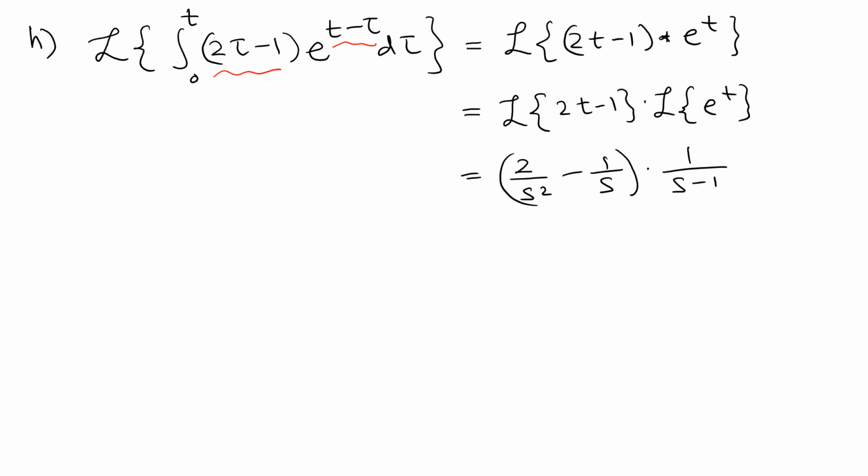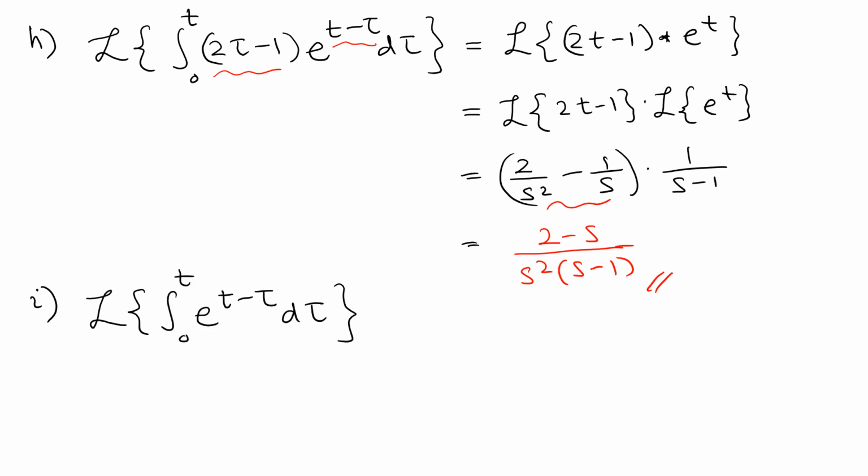You can actually simplify if you want. You can simplify the top, the first one, by taking the common denominator. So finally you can write the answer as 2 minus s divided by s squared times s minus 1 as the final answer. So that's how you do something like that.